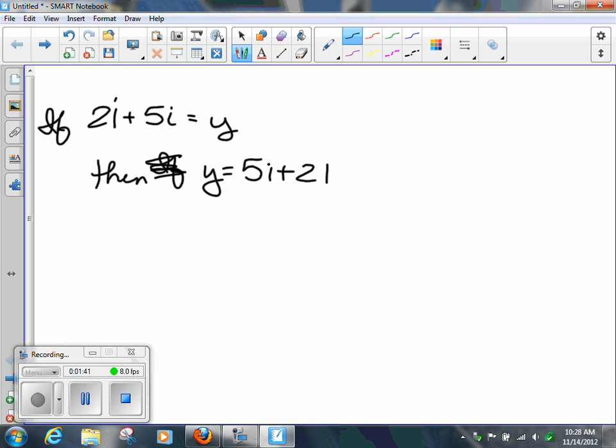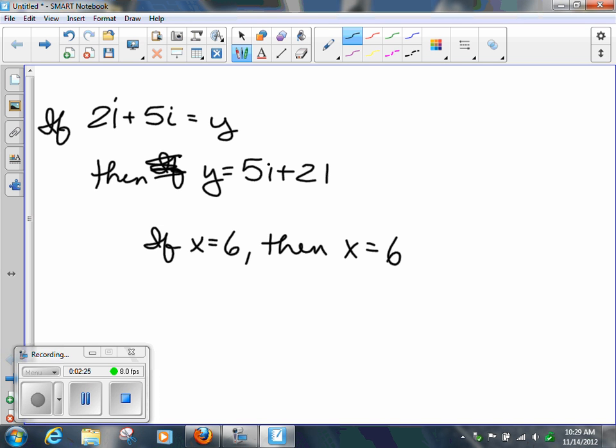Like that. No, that's not reflexive. Reflexive is if x equals 6, then x equals 6. Reflexive is if it's the same thing, something equal to itself. That's the reflexive property. D is symmetric because it has flipped over. The 2i plus 5i and the y have swapped places. So that's why D is symmetric. Both ways it's still going to be symmetric. Yes, it's still symmetric.